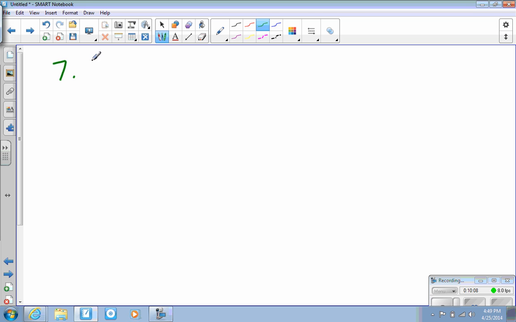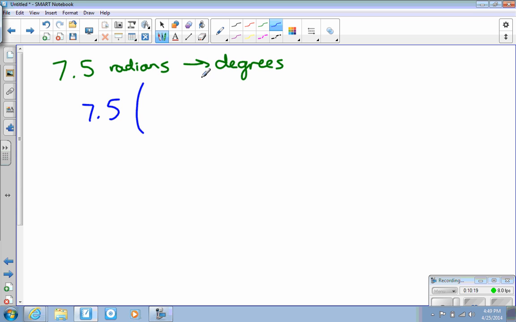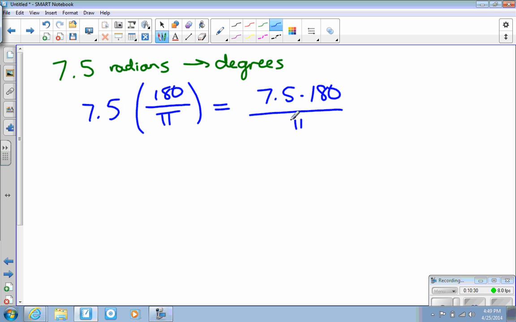Just to do another one, if I take 7.5 radians and I want to convert it to degrees, I'm going to take 7.5, multiply by, since I want to go to degrees, 180 goes on top, pi goes on the bottom, and you're going to get 7.5 times 180 over pi. Putting that in your calculator, you get 429.7 degrees.